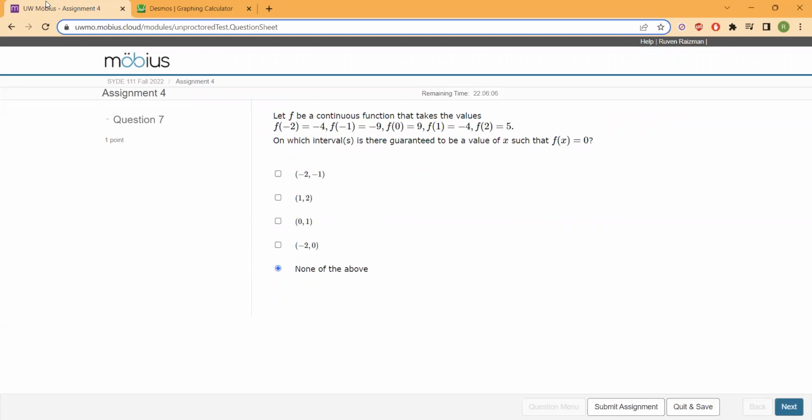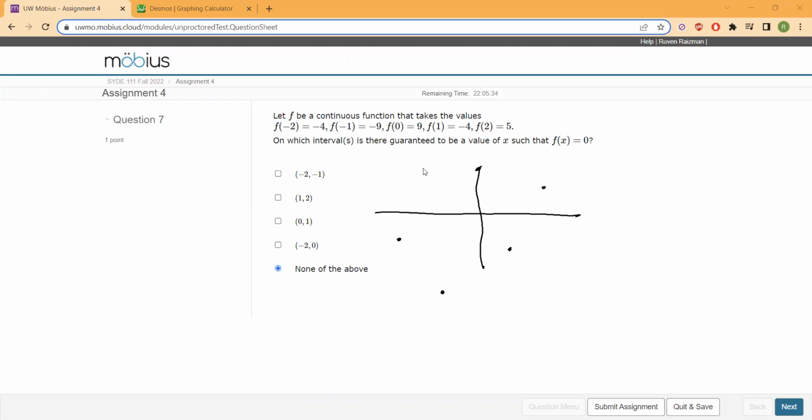Okay, so here it says let f be a continuous function that takes on these values. A really good way to visualize this is firstly to remember the mean value theorem, which basically, well, I'll show it to you. So here we have -2, -4, so it's going to be somewhere over here. Then f at -1 is -9. F at 0 is 9. F at 1 is -4. And then f at 2 is 5.